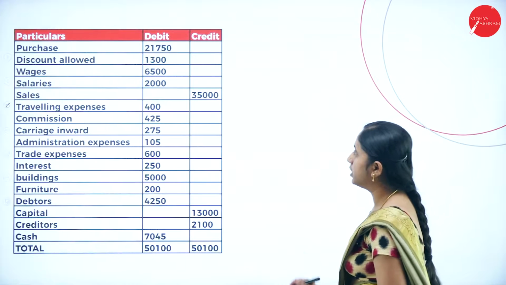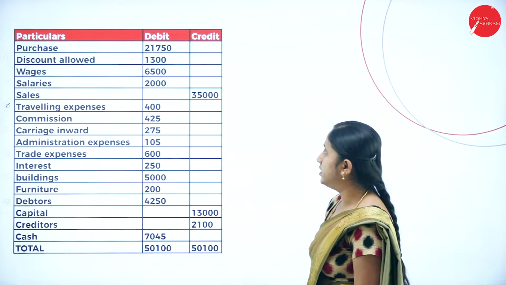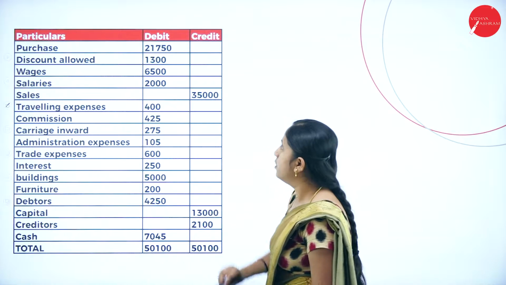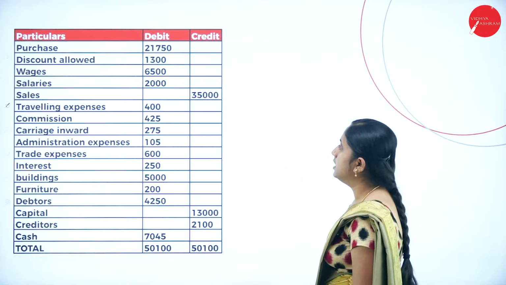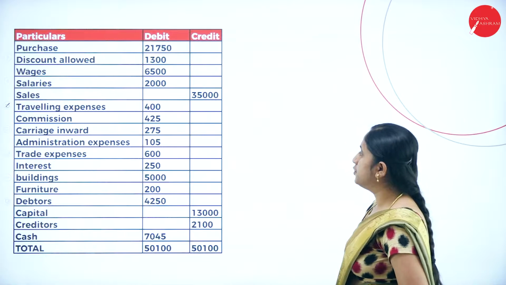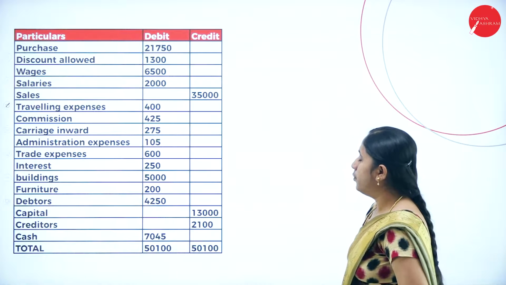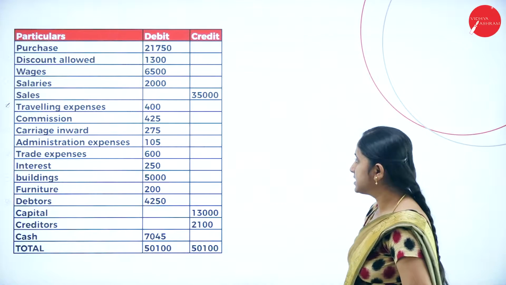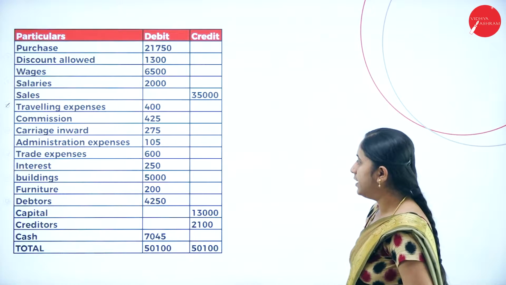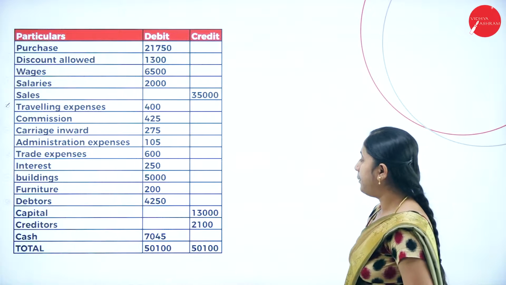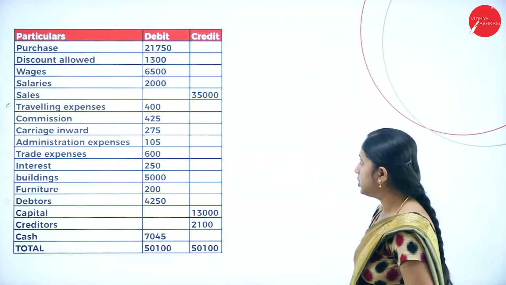So, just look at the problem. This is the trial balance. Purchases debit side 21,750. Discount allowed 1,300. Wages 6,500. Salaries 2,000. Sales 35,000. Traveling expenses 400, commission 425, carriage inward 275, administration expense 105, trade expense 600, interest 250, building 5,000, furniture 200, debtors 4,250, capital 13,000, creditors 2,100, cash 7,045.